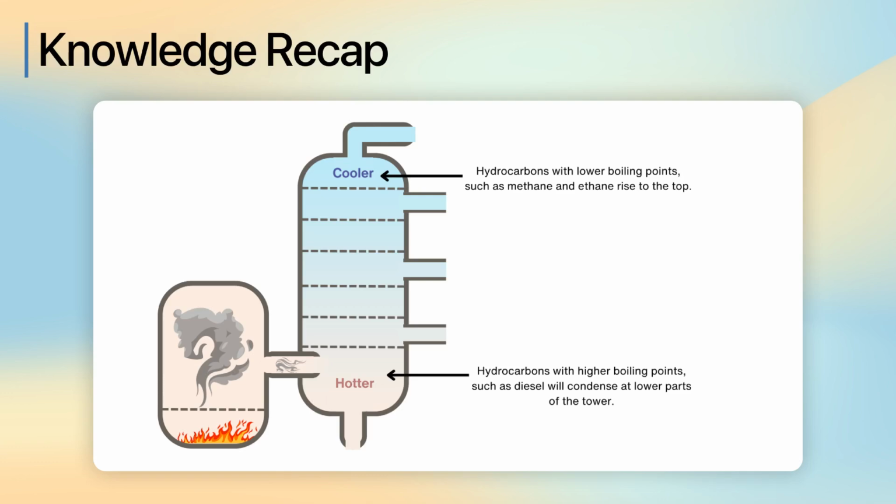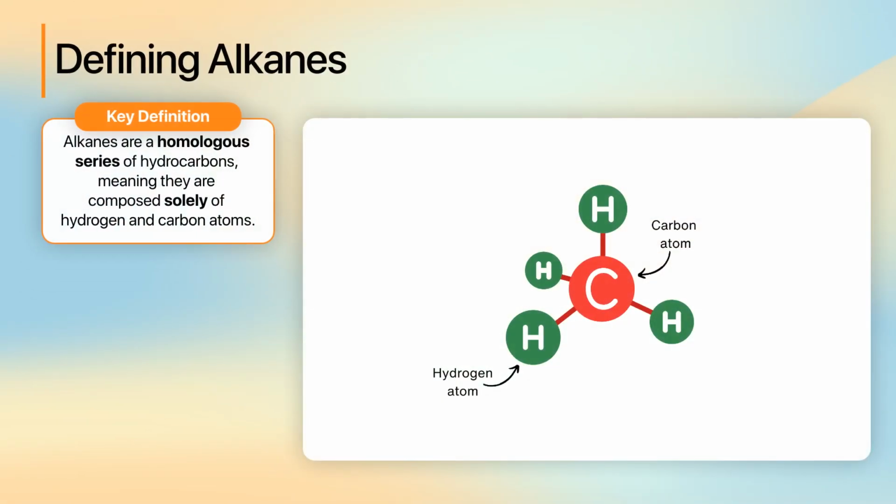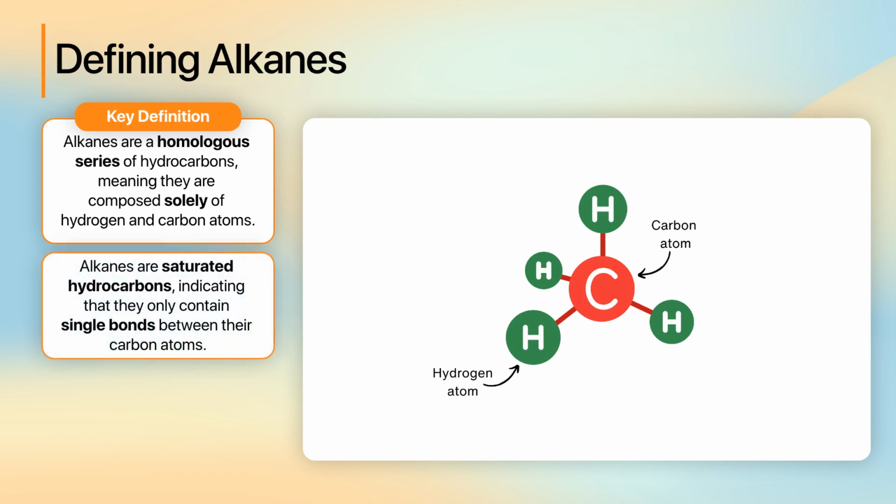Let's get started! Alkanes are a homologous series of hydrocarbons, which means they are composed solely of hydrogen and carbon atoms. What makes alkanes unique is that they are saturated hydrocarbons. This term saturated indicates that alkanes contain only single bonds between their carbon atoms. No double or triple bonds are present. This single bond structure defines how alkanes interact and react with other substances.